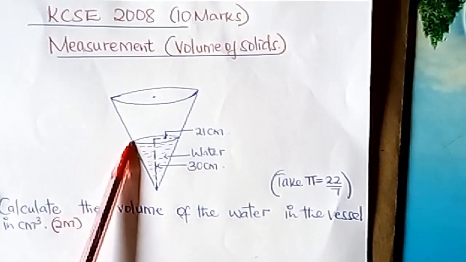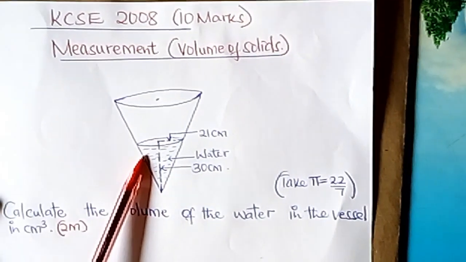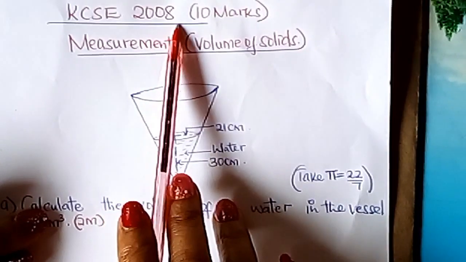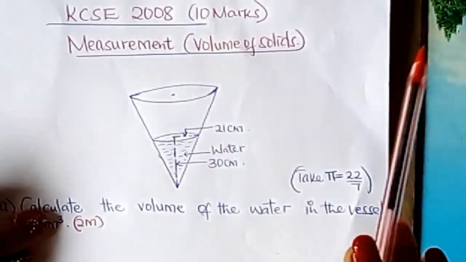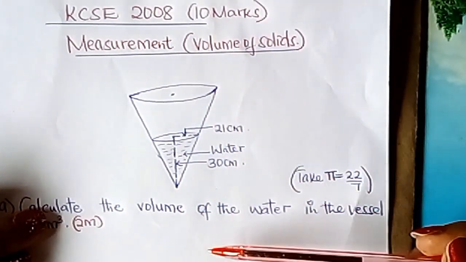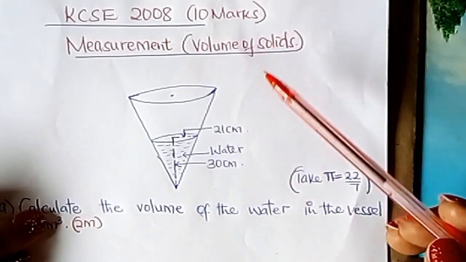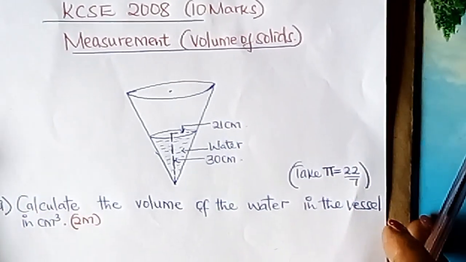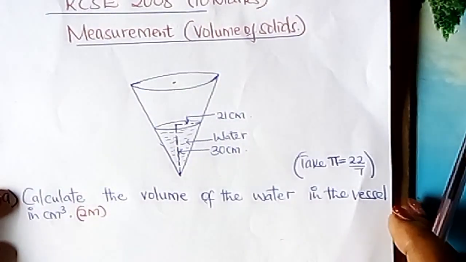I would like us to look at this question which was tested in year 2008 and it was carrying 10 marks. This is a Form 2 concept which was tested in that year. It is under measurements or volume of solids.